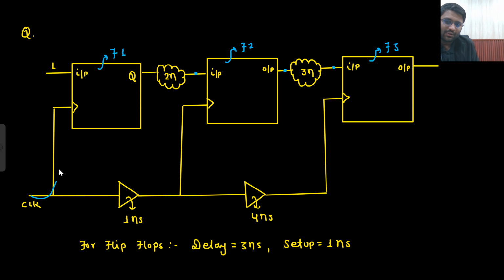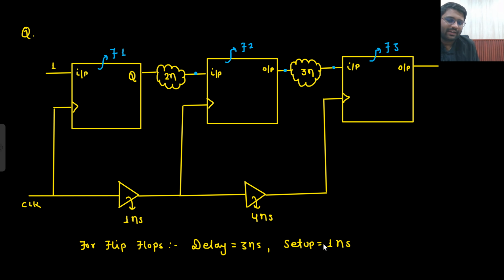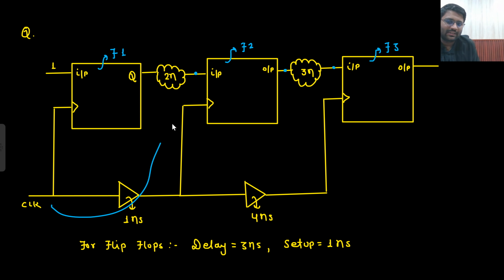Flop 1 to flop 2. T clock should be greater than 0 delay, then the delay of the flip-flop is 3 nanosecond. So 3 nanosecond plus 2 nanosecond. So I have reached here after 5 nanosecond. Then I will ask him, what is your setup time? He will say my setup time is 1 nanosecond, minus. Then I will ask him, after how much delay is your clock coming? He will say, sir, after 1 nanosecond of delay. This is the clock, so it is coming after 1 nanosecond of delay.